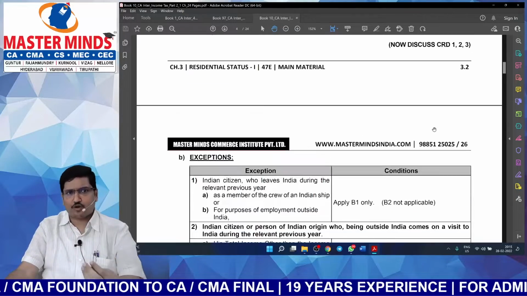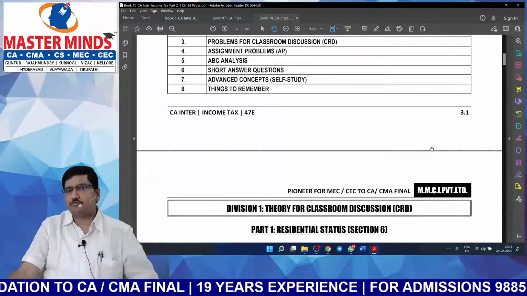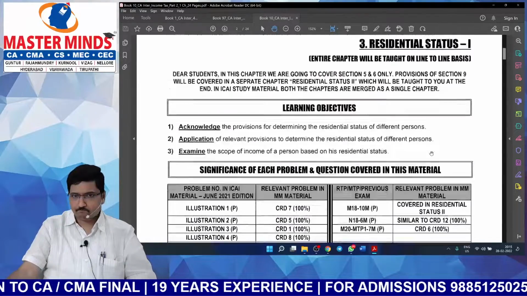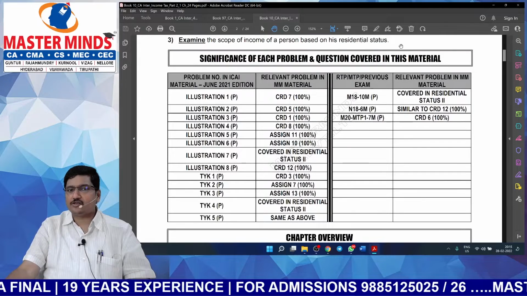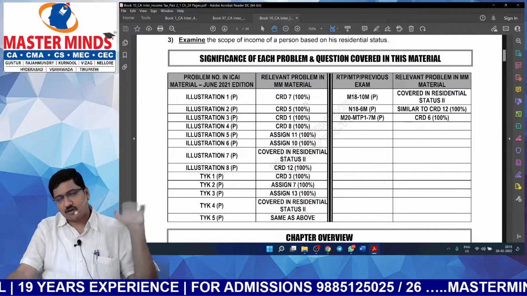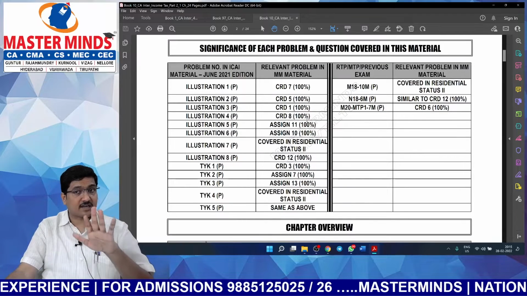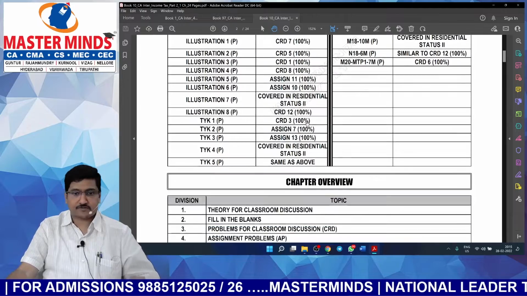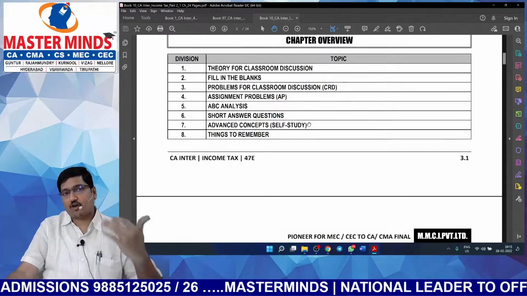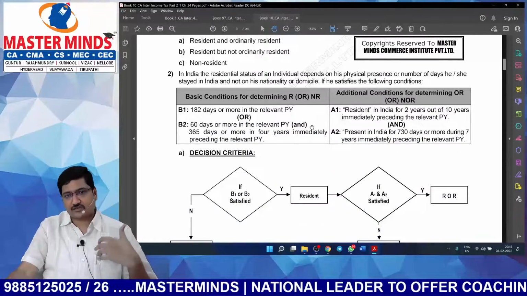Now, it's a very small chapter, for example, residential status 1. Let us see what sort of improvements we have made. Same style, significance of each problem. Everything which is already there in ICA sources, we have included. Of course, as far as income tax is concerned, CA Inter is not confined to ICA sources. That's why we have even referred to almost all the textbooks available in the market and tried to pick up the best content.